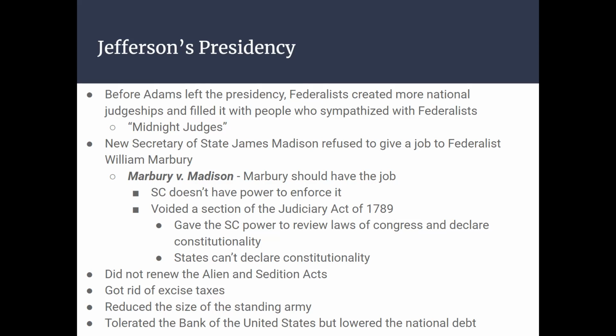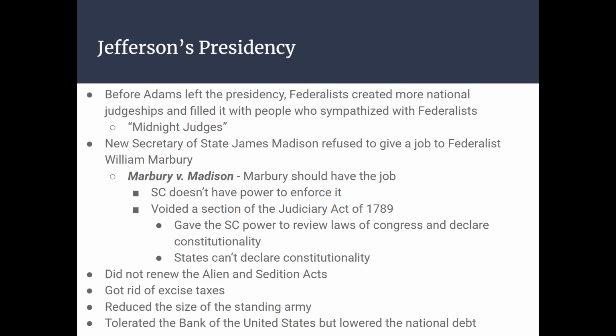Now, there was one position that they provided for a man, William Marbury. He was supposed to be a judge, and the new Secretary of State refused to give him the job. And so Marbury would end up suing, and it goes to the Supreme Court. At the Supreme Court, they decide Marbury should be given the job. However, they also say the Supreme Court doesn't have the power to enforce it. All they can do is say that it's there, but it's up to basically the Secretary of State to listen to that decision.